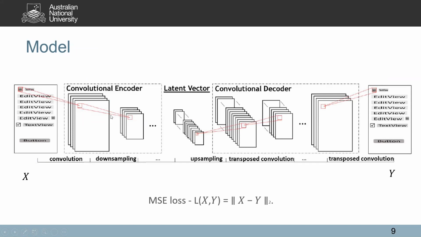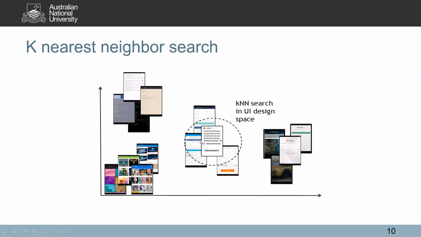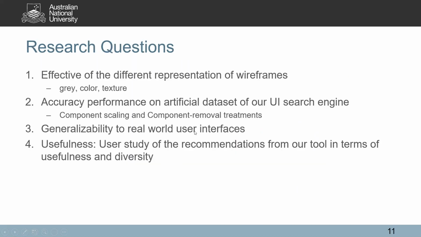Here is the structure of our model. Our model is comprised of several convolutional layers, downsampling layers, and upsampling layers. It takes the wireframe image as input and encodes it into the latent vector. After that, it reconstructs the image from the latent vector. Our loss function is the MSE loss. Once the model is trained, we use the latent vector to enable our KNN search.